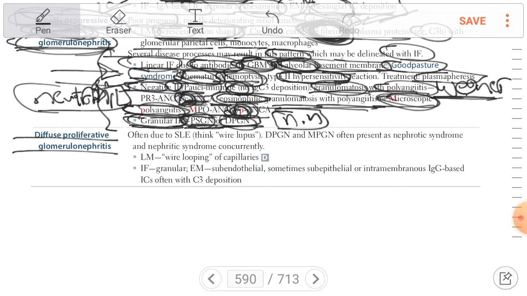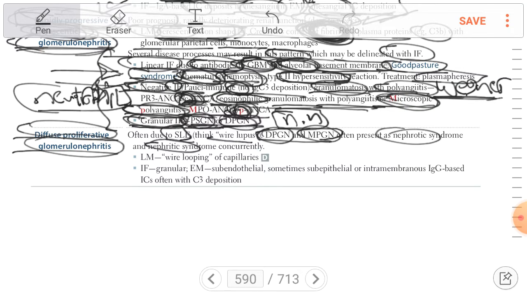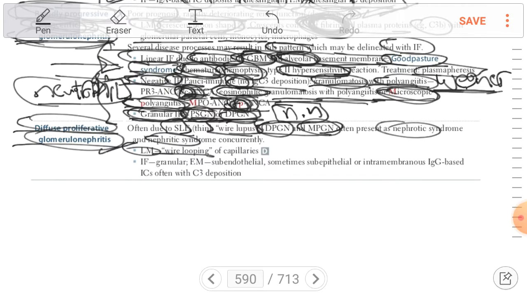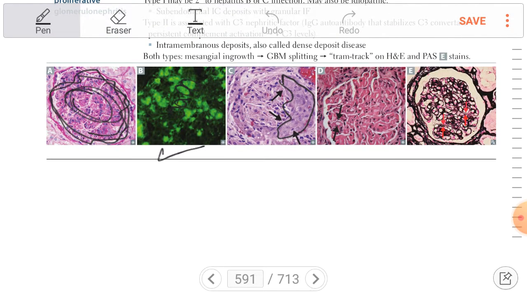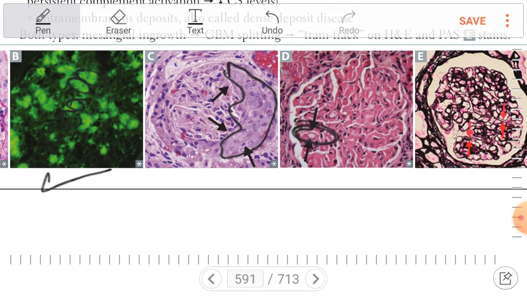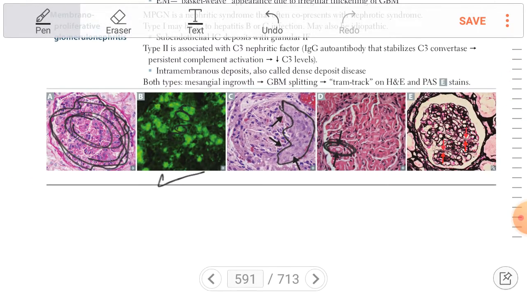Then the next one: diffuse proliferative glomerulonephritis and membranoproliferative glomerulonephritis. Both of them are nephrotic plus nephritic. Diffuse proliferative glomerulonephritis is seen in systemic lupus erythematosus, with wire loop lesions. Light microscopy is the most important here. So where is the wire loop? This is the wire loop. Diffuse proliferative glomerulonephritis: wire loop.